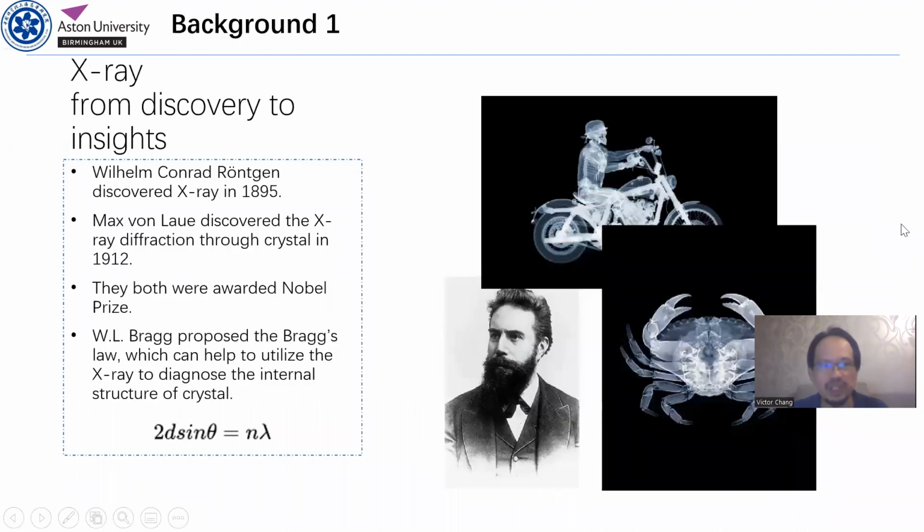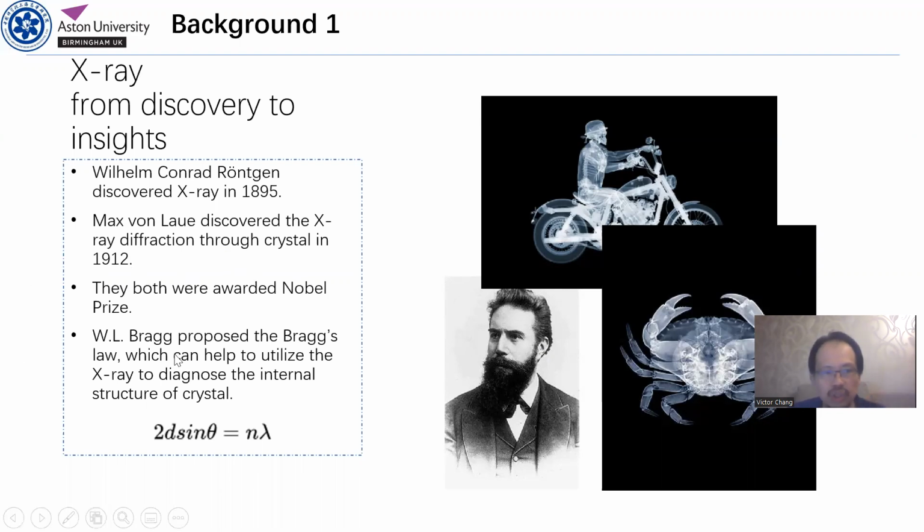First of all, X-ray was discovered in 1895 by a scientist we can call Professor Röntgen. Then Max von Laue discovered X-ray diffraction through crystals in 1912. They were both awarded the Nobel Prize. Since then, X-ray has been used to discover what's inside human bodies and also other animals and all different types of organisms.